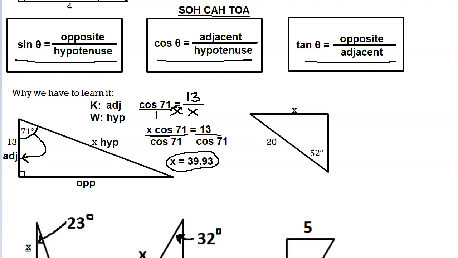If you have never seen sine, cosine, and tangent before, this is going to be a pretty weird 10 minutes, but I'm telling you, if you work through it, you're going to be fine. All right, next problem. The angle that we were given was 52 degrees.